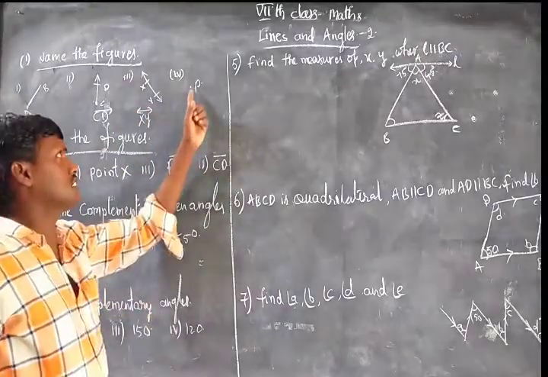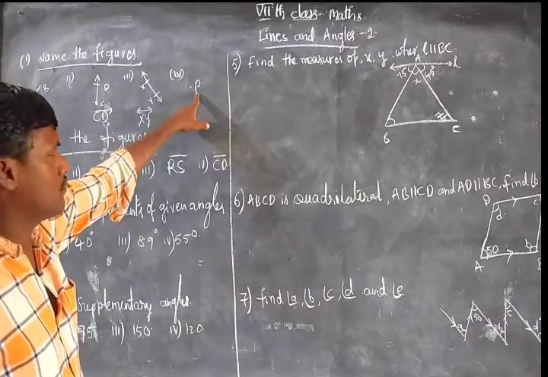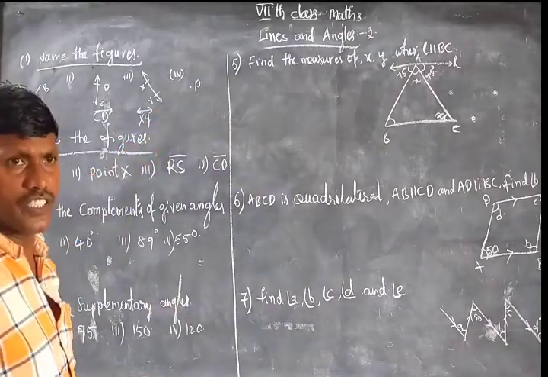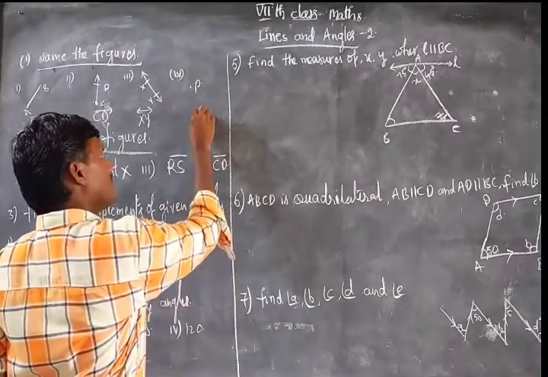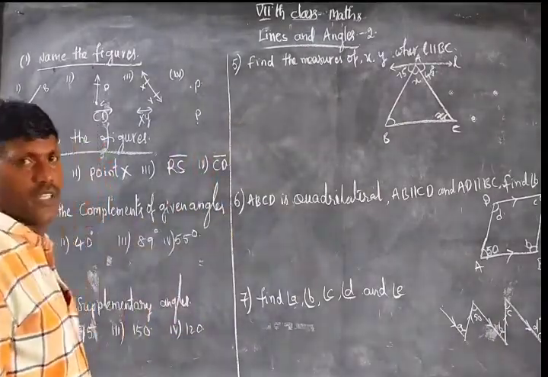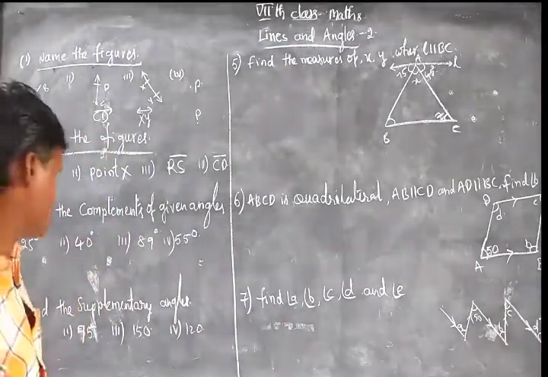And the third one is where he gave one dot, a particular point P. How can you say that? Dot P, P dot. We have to give names like that.